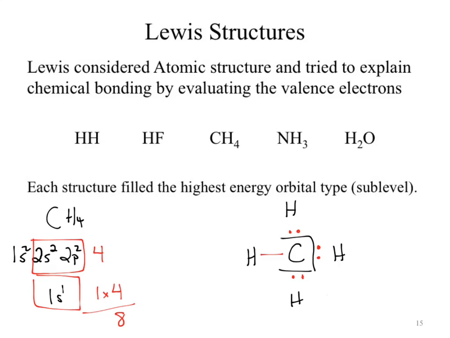How about the next pair of electrons? Another line. Next pair of electrons. Another line. Next pair of electrons. Another line. What I now have is the Lewis structure for CH4. Okay? Questions?